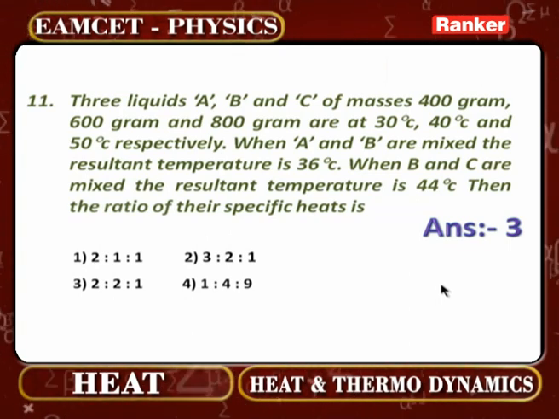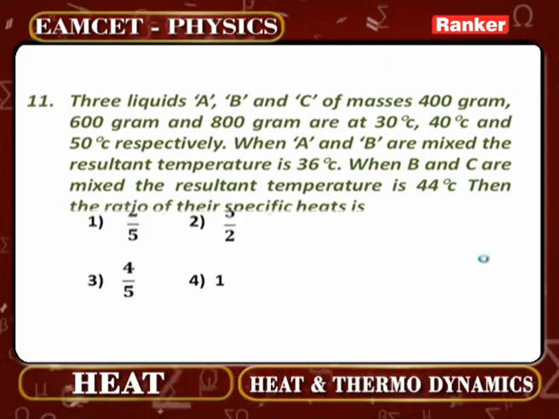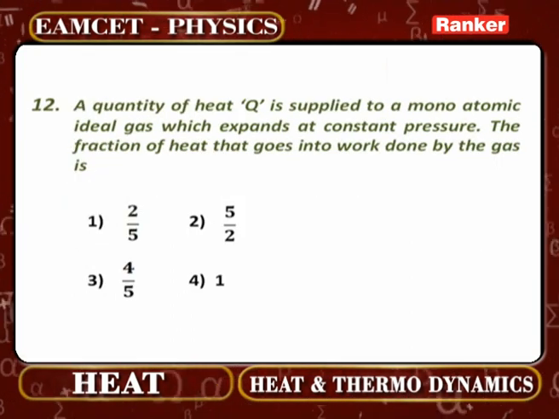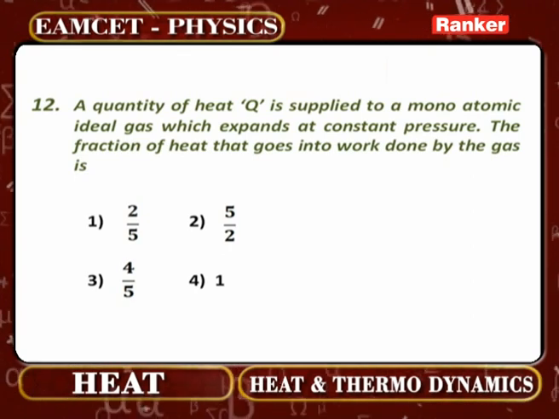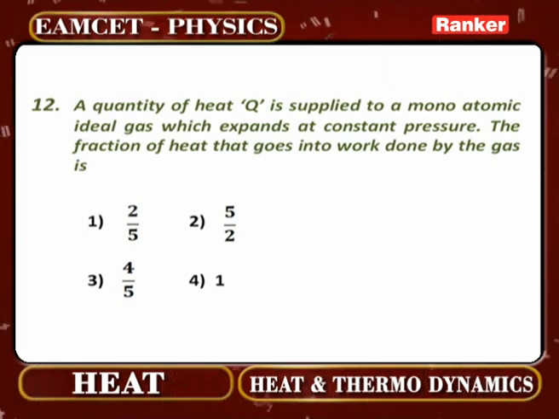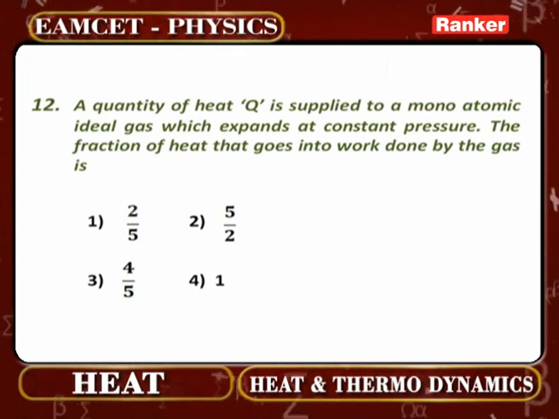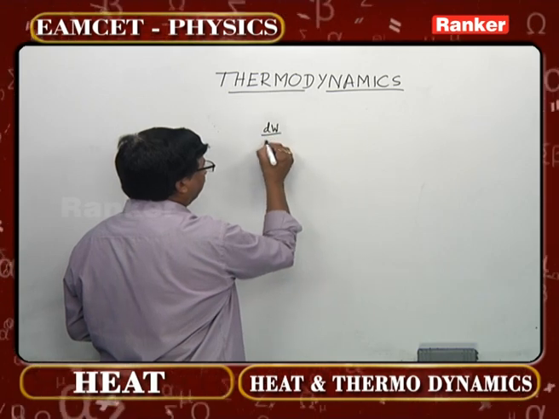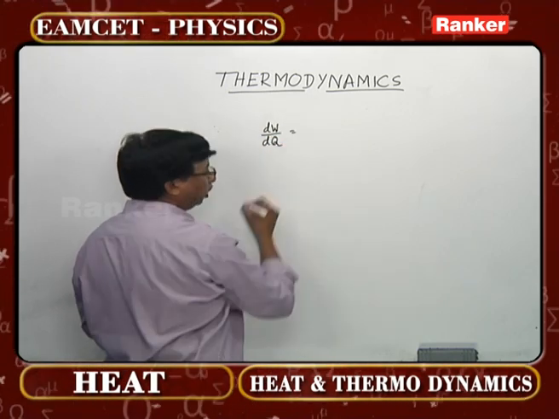Let us check the very next problem, that is problem number 12. What is that one? Let us read. A quantity of heat Q is supplied to a monoatomic ideal gas which expands at constant pressure. The fraction of heat that goes into work done by the gas is how much? Fraction of heat that goes into work done, that means dW by dQ. That is what we want.